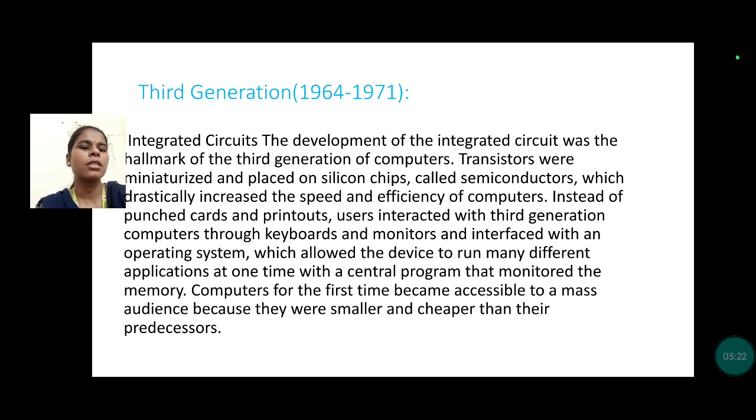Instead of punched cards and printouts, users interacted with third generation computers through keyboards and monitors and interfaced with an operating system, which allowed the device to run many different applications at one time with a central program that monitored the memory. Computers for the first time became accessible to a mass audience because they were smaller and cheaper than their predecessors.